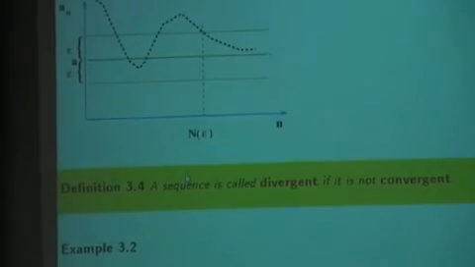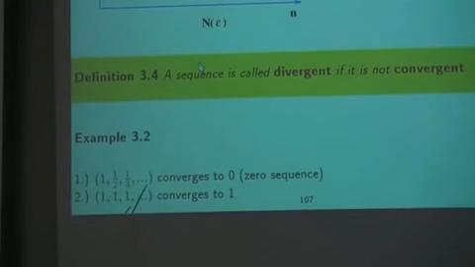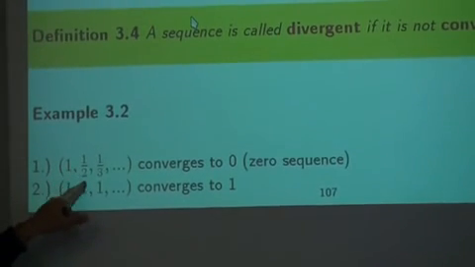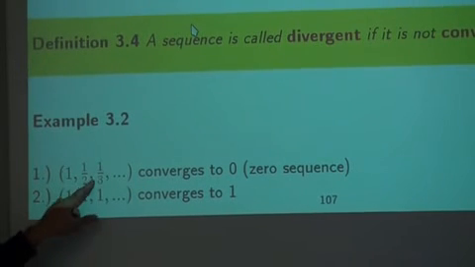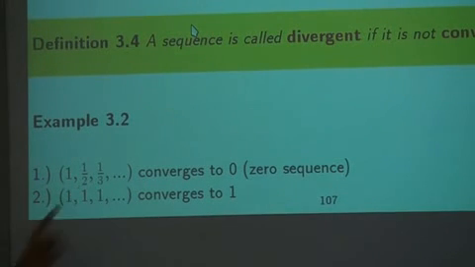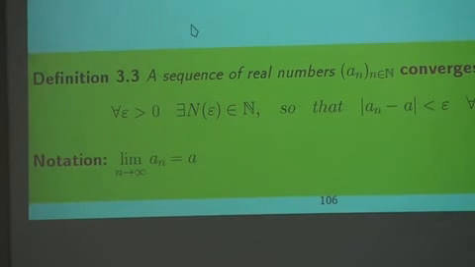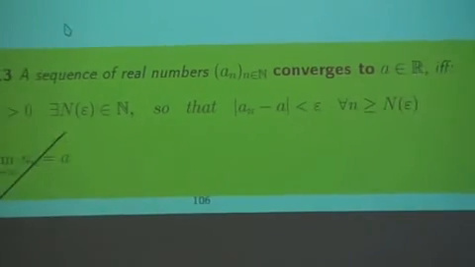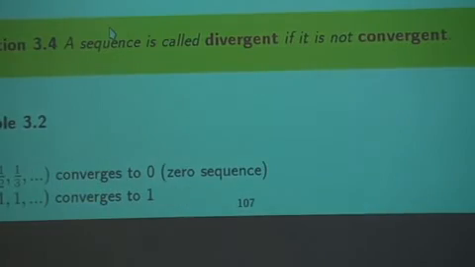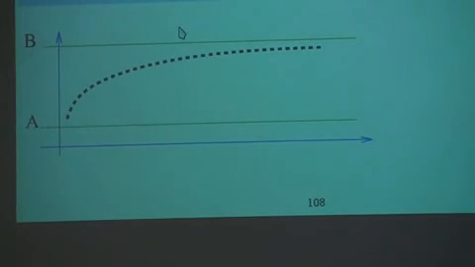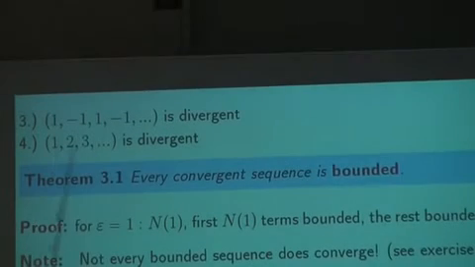Okay, let's look at examples. This sequence here converges to 0. Please prove as an exercise that this sequence converges to 0. Prove this by just applying this definition. It's not hard, but it's a really nice exercise because then maybe you understand the definition. And also you can prove that this converges to 1. Or that this is divergent.